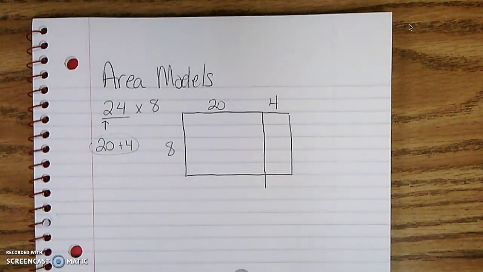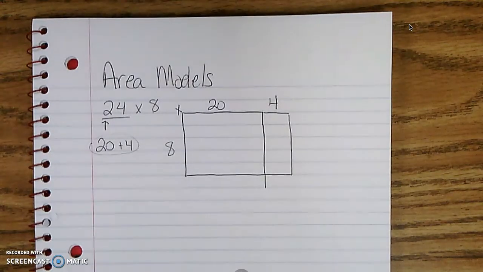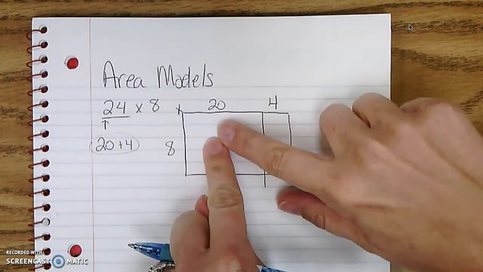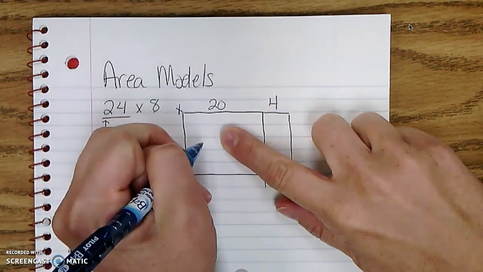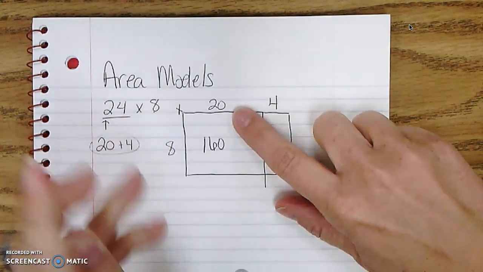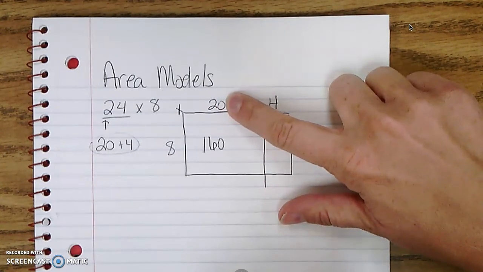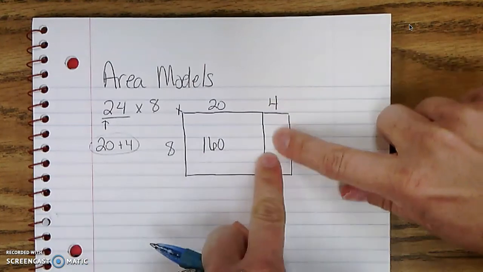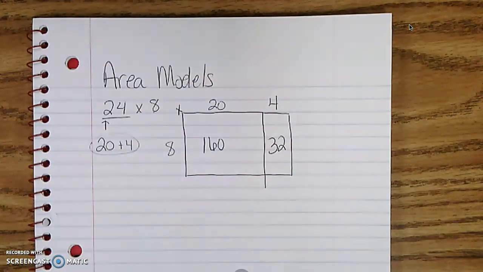Now I can do some multiplication. And if it helps you to put a little multiplication sign there to tell you you're multiplying, go ahead and do that. So first I multiply these two numbers. So 8 and 20. And 8 times 20 is 160. I know that because 8 times 2 is 16. And I tag that 0 on the end. Second, I'm going to do 8 times 4. And 8 times 4 is 32.